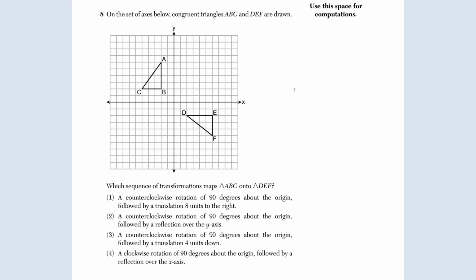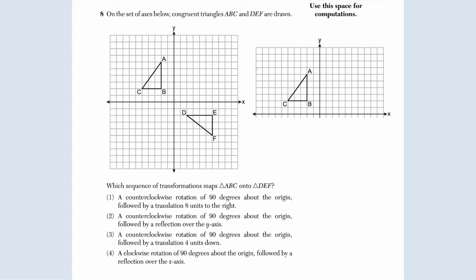Definitely choice 3. For question 8, we have two congruent triangles, triangles ABC and DEF, and we want to know which sequence of transformations maps triangle ABC onto triangle DEF. So for this question, I want to go with a visual approach. I notice that every answer choice is starting off with a rotation.